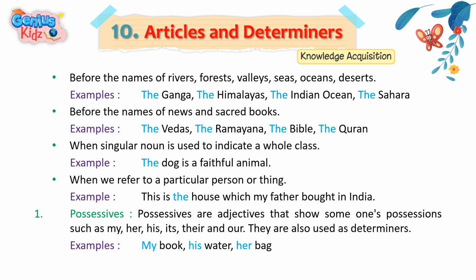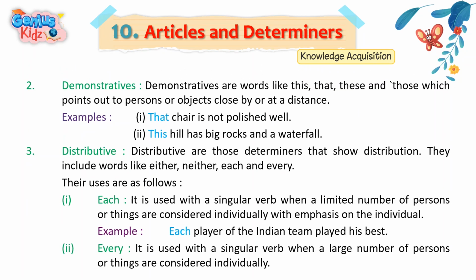1. Possessives. Possessives are adjectives that show someone's possessions such as my, her, his, its, their and our. They are also used as determiners. Examples: my book, his water, her bag. 2. Demonstratives. Demonstratives are words like this, that, these and those which point out persons or objects close by or at a distance. Examples: 1. That chair is not polished well. 2. This hill has big rocks and a waterfall.